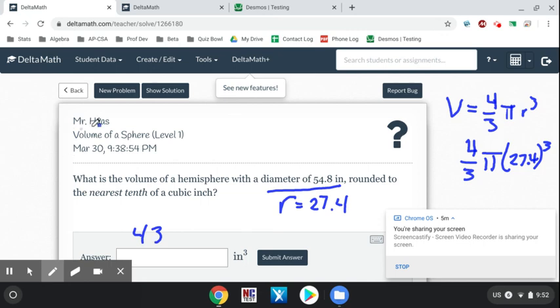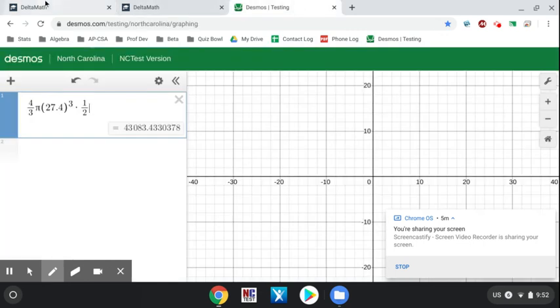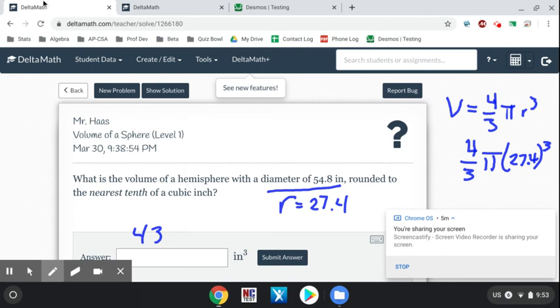I think it was 843. Let me check it one more time. Oh, 083. Good thing I checked it. And then 0.43 would be one decimal. That 3 would just be discarded because it would not round up to 5. And that should be your final answer on that one.